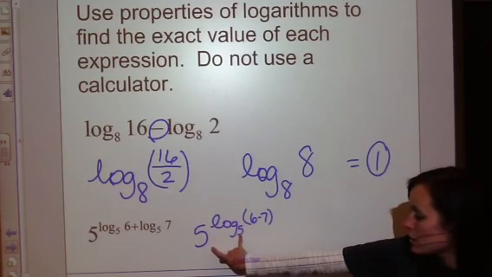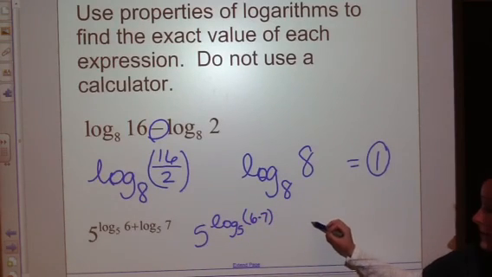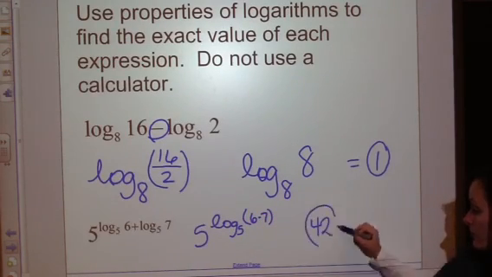So if those two bases are the same, your answer is just what is in parentheses there. So 6 times 7 is 42. And there's your answer.